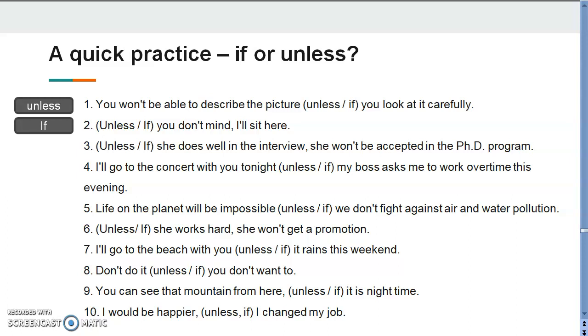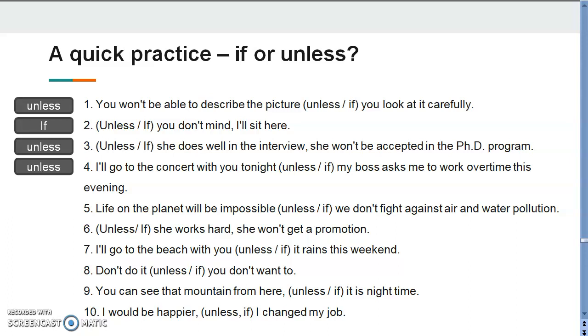Unless or if she does well in the interview, she won't be accepted. Unless she does well, she won't be accepted. If she doesn't do well, she won't be accepted. So see again how if would work the opposite to unless.